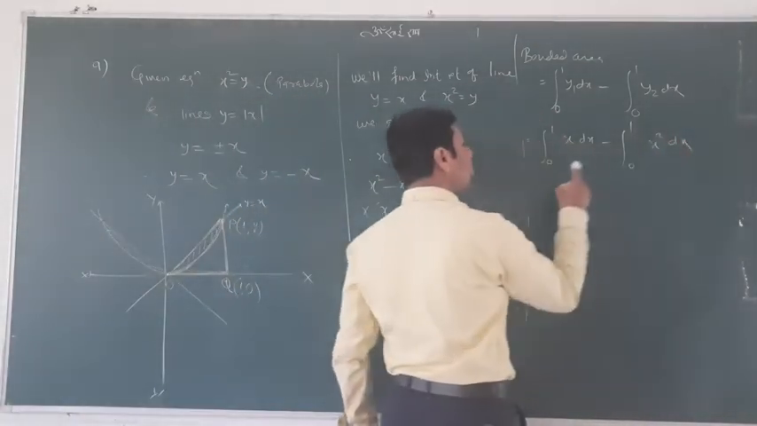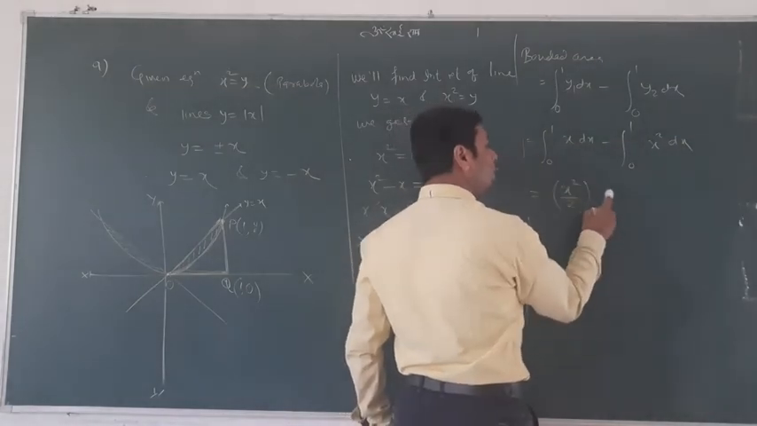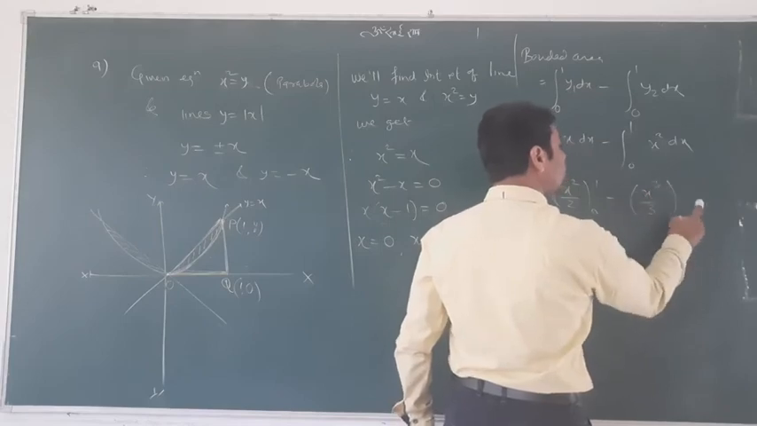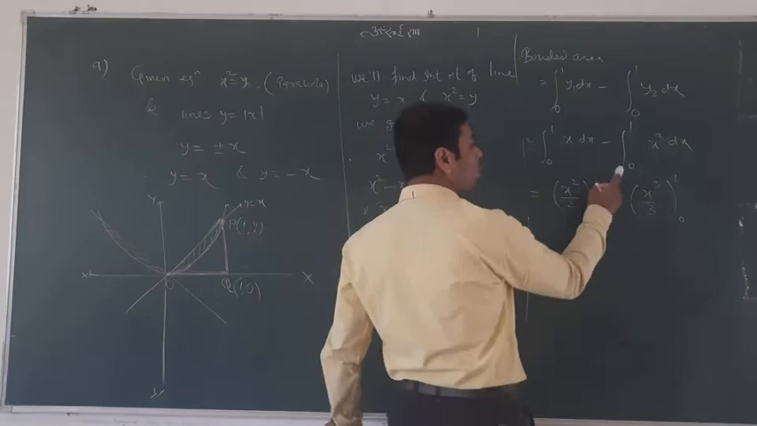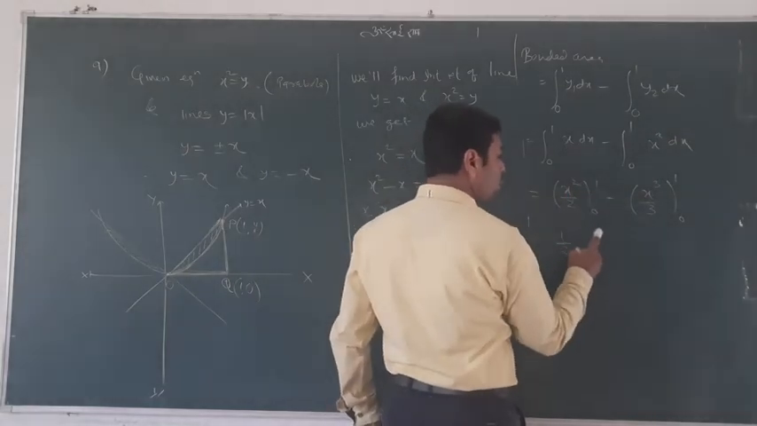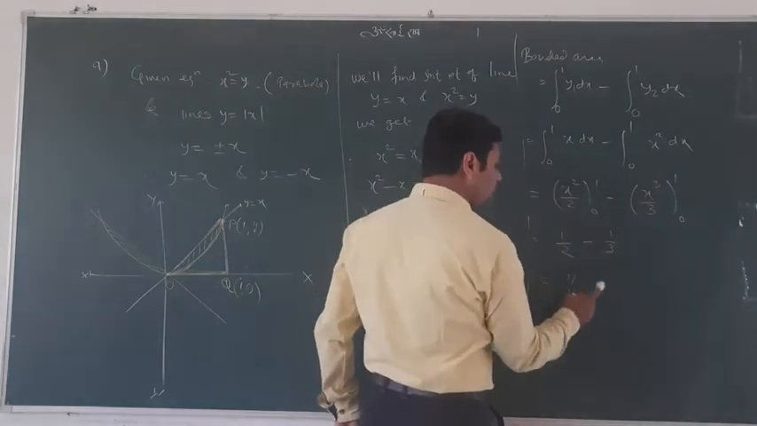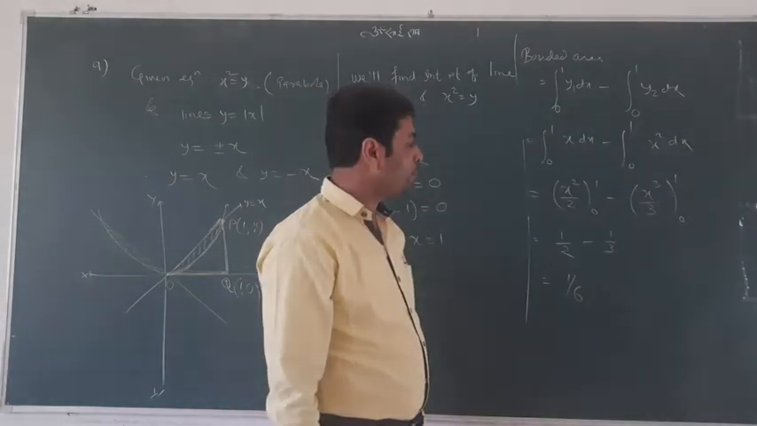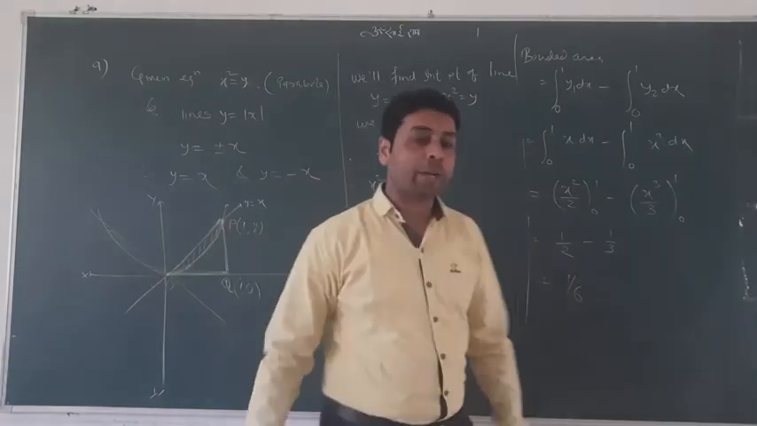And this is a very simple equation we have. It is the integration of x square by 2, minus the integration of x cube by 3, between these two limits. Now put the upper limit minus lower limit. Upper limit is 1 square, 1 by 2. Lower limit gives nothing. Upper limit 1 by 3. Overall 1 by 6. This is the area of this particular region.